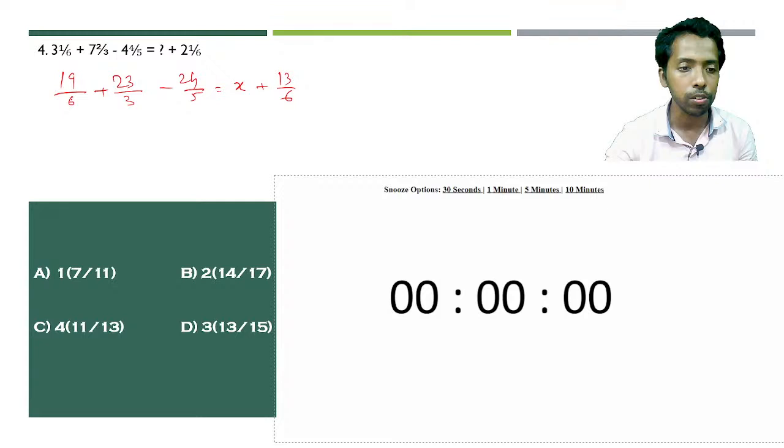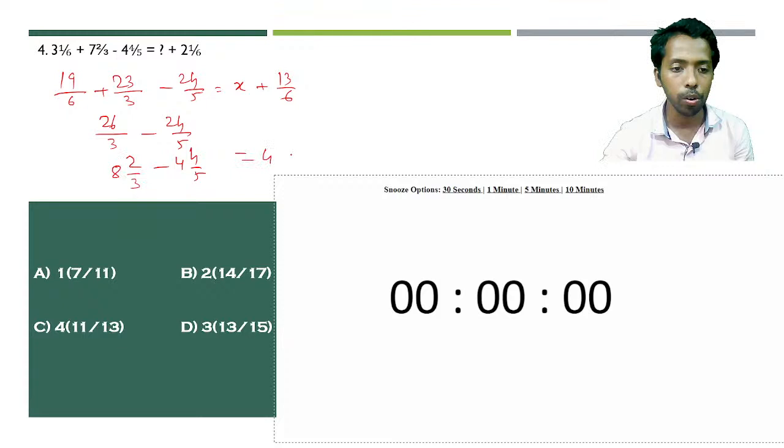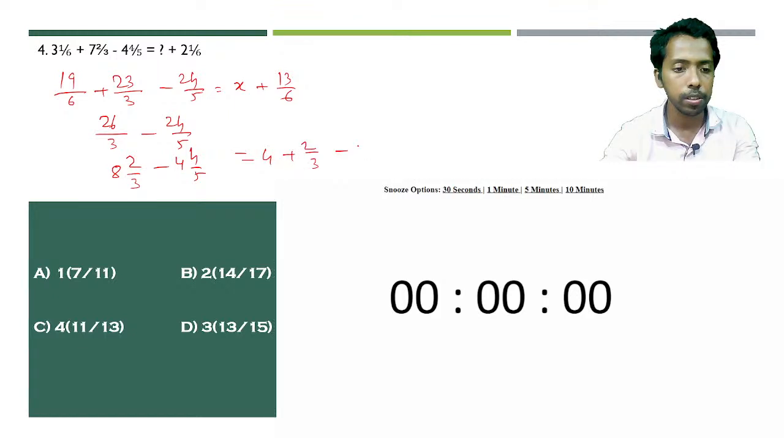Am I correct here? This is 6, 19. Okay, now this is what? This is 3, 7, this is 4 complete 4 by 5, and this is minus, this is 8 complete 2 by 3. Now this is 4 plus 2 by 3 and minus 4 by 5. This would give you 4 plus 10 minus 12 by 15. So this would be 3 complete 13 by 15, right?